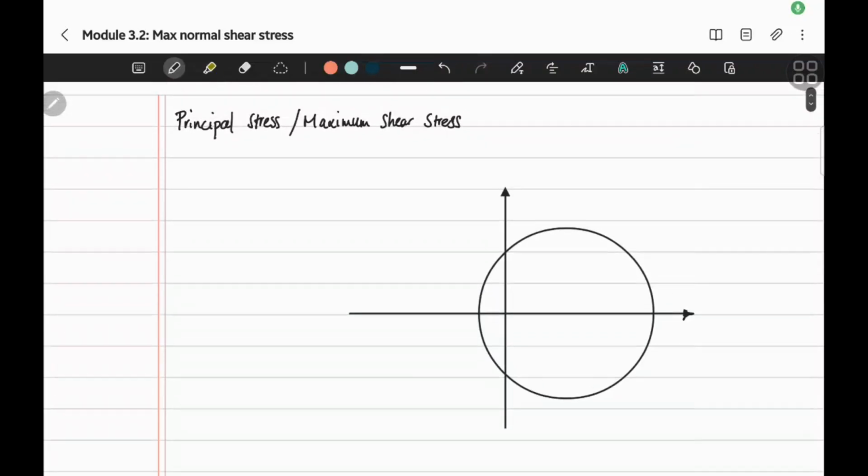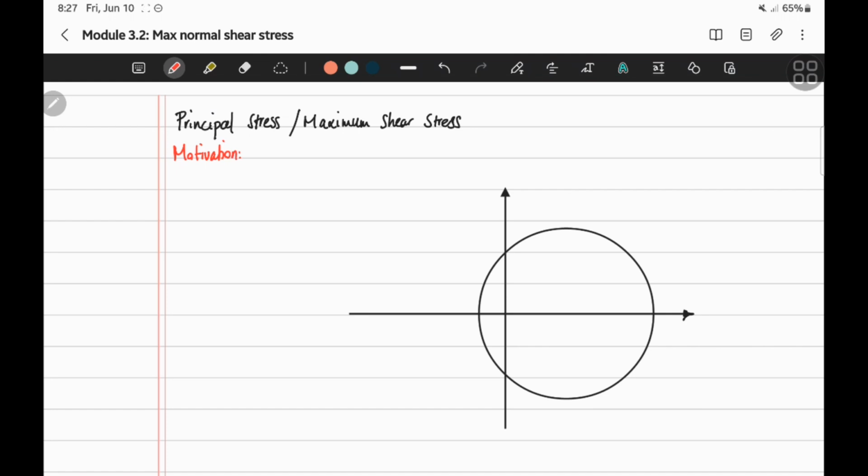Hello everyone and welcome to this module on Introduction to Continuum Mechanics. In this module, we're going to discuss the principal stress and maximum shear stress. And by principal stress, I mean maximum and minimum normal stresses. So I'd like to start this part with a motivation.